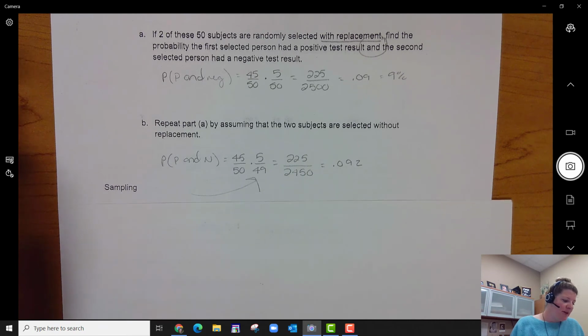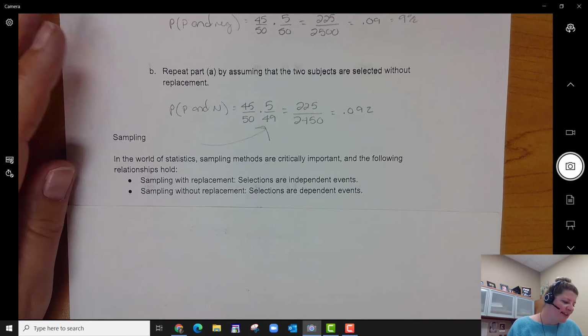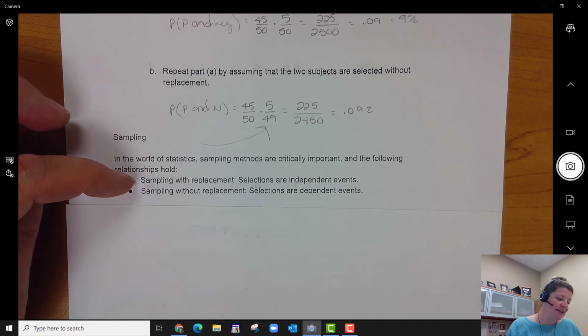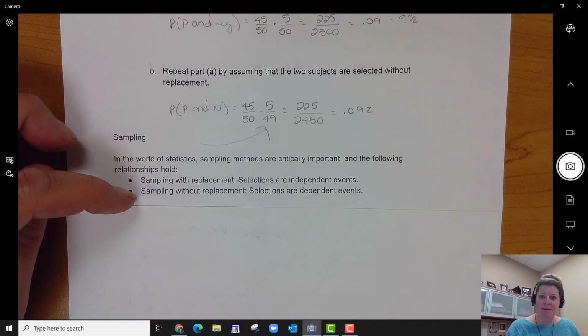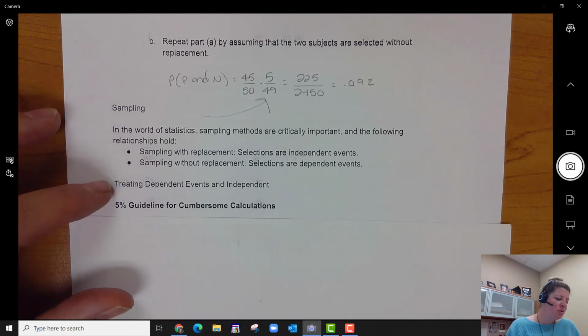All right. So this next idea is sampling. So we know we have sampling with replacement. That's going to make independent. Sampling without replacement is going to make dependent. That's important.